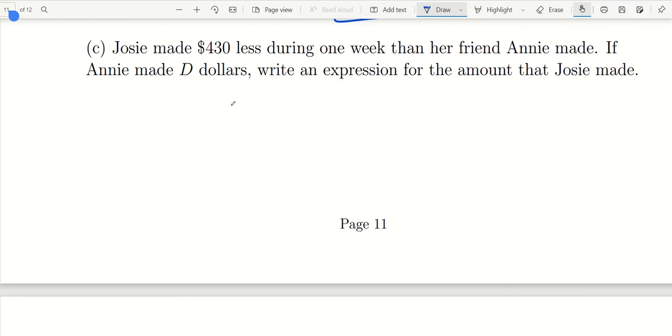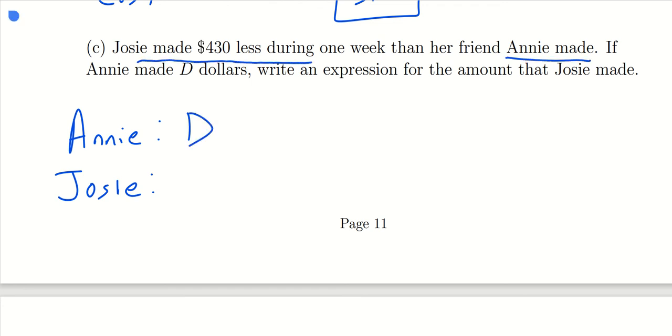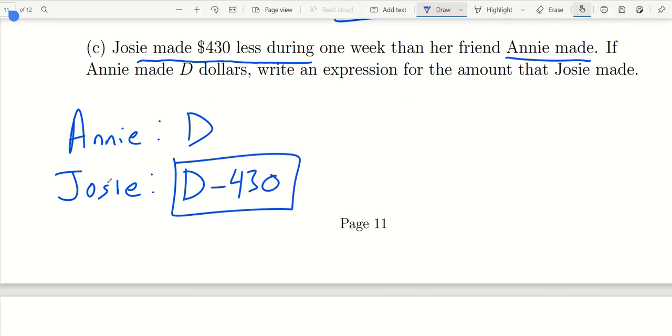Let's take a look at the next one. It says Josie made $430 less in 1 week than her friend Annie made. If Annie made $D, write an expression for the amount that Josie made. So here we have 2 people, there's Annie and Josie. It says Annie made $D, which we don't know, it's just a variable expression. But we know that Josie made 430 less than Annie. So Josie made 430 less than D. 430 less than D would be to take D and subtract 430. So D minus 430 would be an expression for how much Josie made.